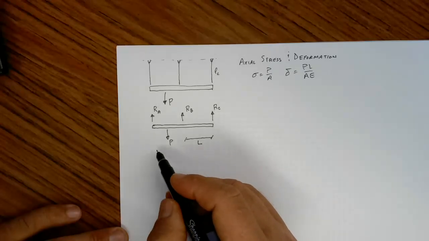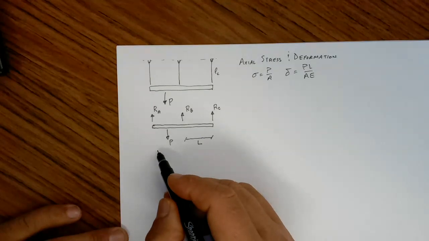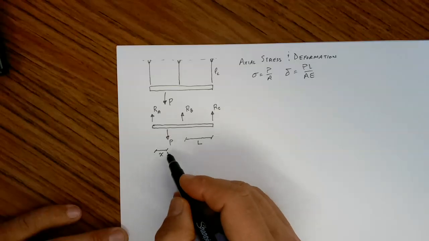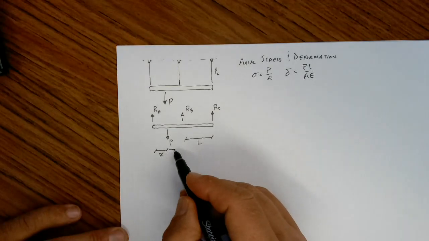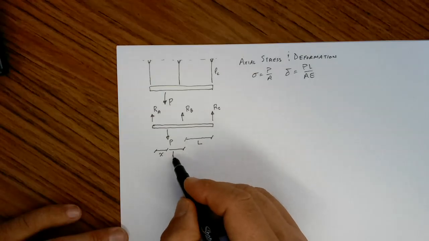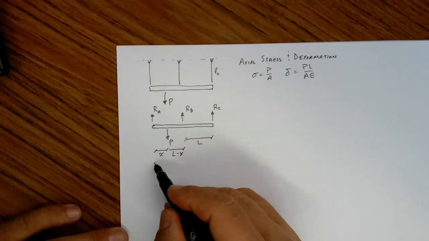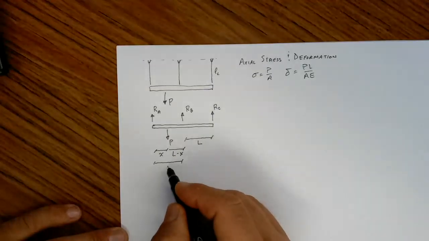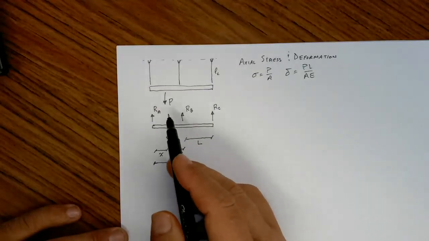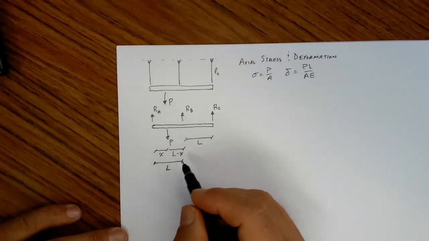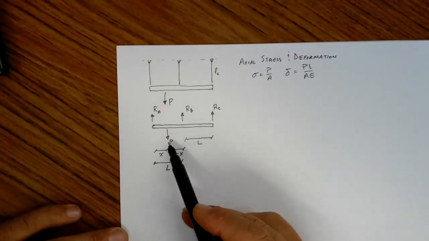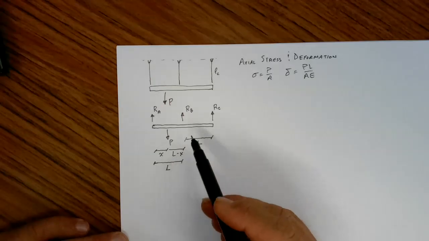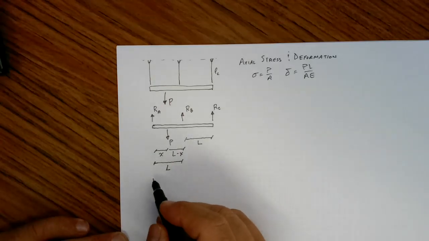And then let's consider the location of P to be at some distance x from the left-hand end of the beam. And then the rest of the distance would be L minus x, where the supports are evenly placed with a total beam length of 2L, and the load somewhere on one side, a distance x from the end. So I'll do equations of equilibrium.